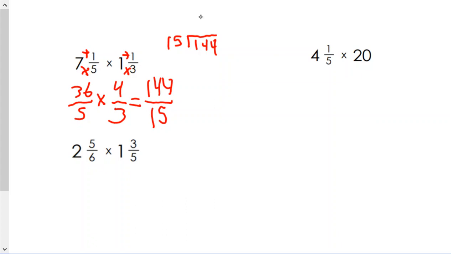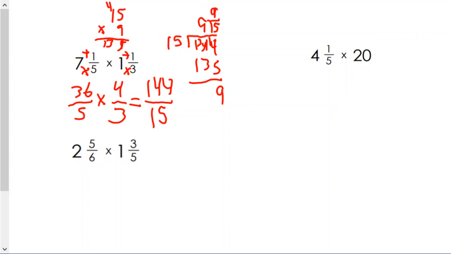So let's do 9 times 15. 15 times 9 will give us 45, and 9 plus 4 is 13, so 135. And then we can subtract. Well, we can't do this one, so we have to borrow. Turn that to a 3. 14 minus 5 will give us 9. 3 minus 3 is 0, and 1 minus 1 is 0. So we have 9 and 9/15 remaining.